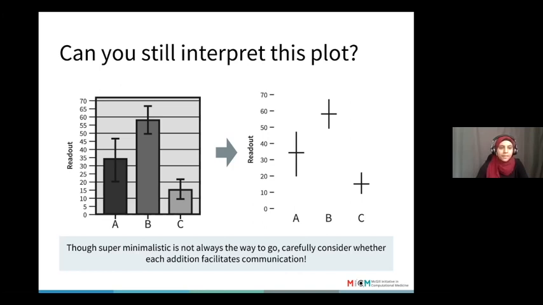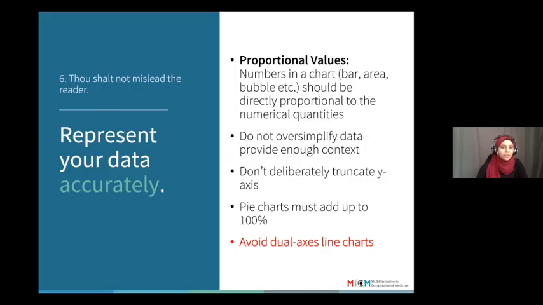Okay, number 6, thou shalt not mislead the reader. The very important thing is to represent your data accurately. So when you're having any representation, the chart needs to be directly proportional to actual numerical quantities. You don't want to oversimplify the data to the point where you don't have sufficient context to really understand it. You have to be careful and not deliberately truncate the y-axis. It seems like an obvious thing, but pie charts need to add up to 100%. And I'm making the argument that we should always avoid dual axis line charts. This may or may not be an unpopular opinion, but here's my argument.